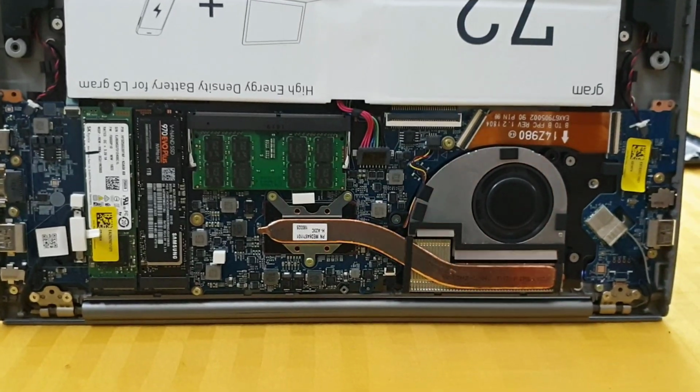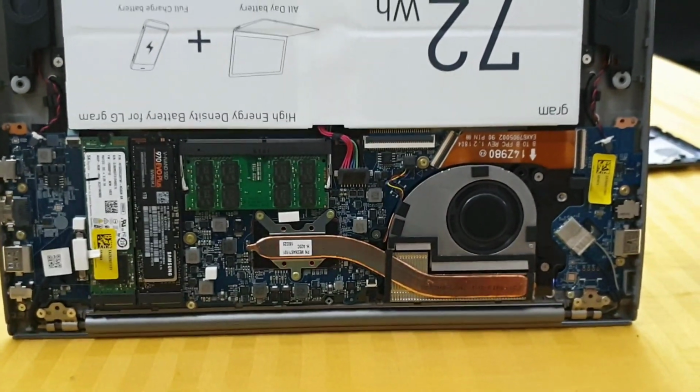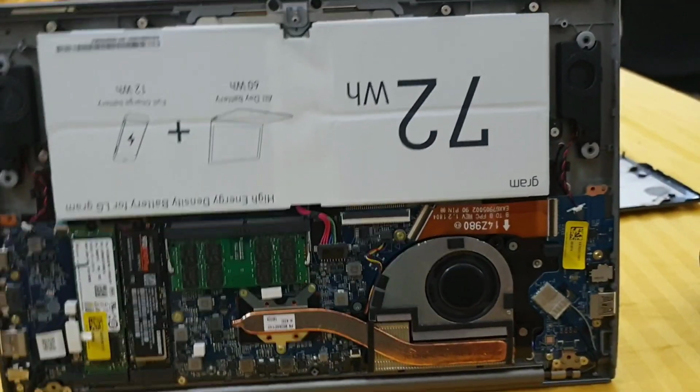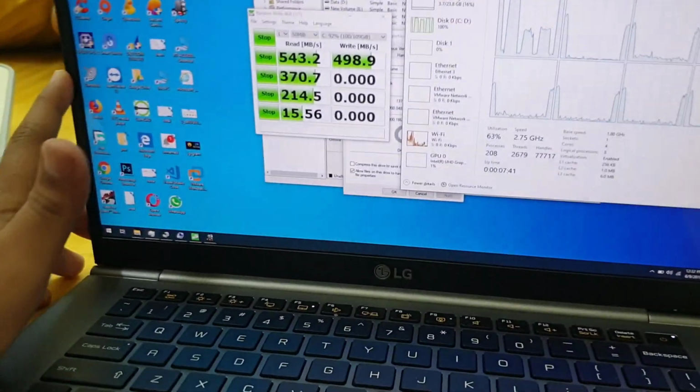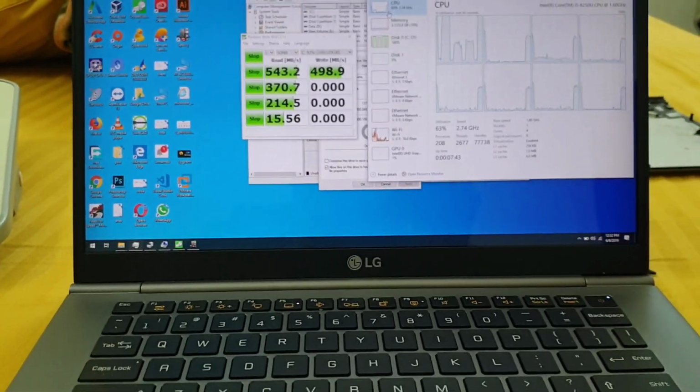Anyway, that's it for now. I am going to remove the SATA SSD and put it into an enclosure, and going to use this beast as my main drive.